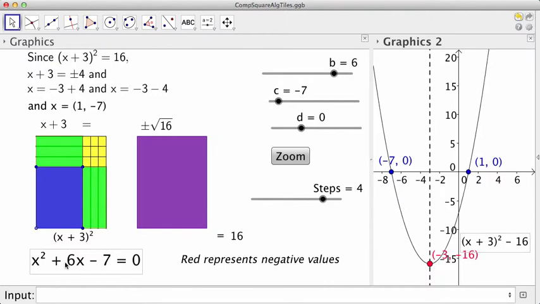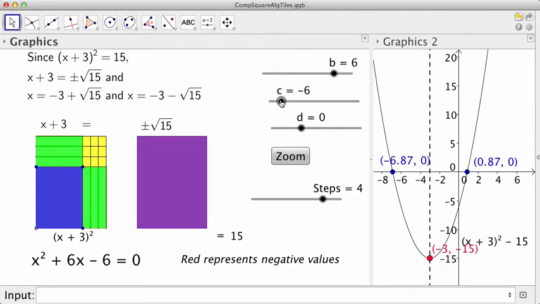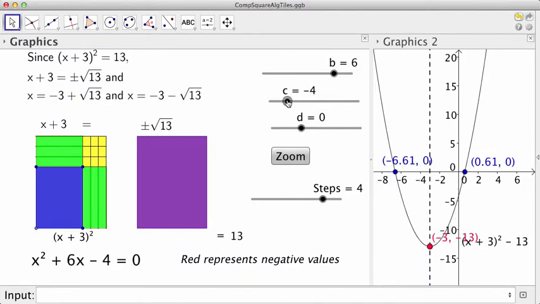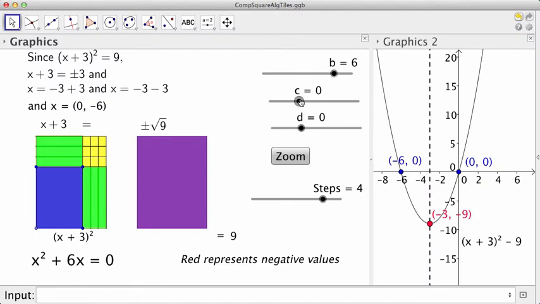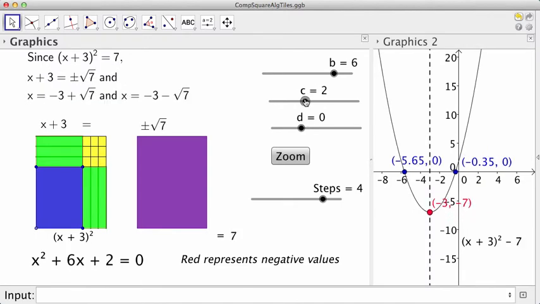In other words, x squared plus 6x minus 7 can be factored, and it can be factored to x minus 1 times x plus 7. Again, we'll come back to that. Okay, as we keep going now, the vertex keeps sliding up. Again, we have integer solutions here. X is 0 and 6.